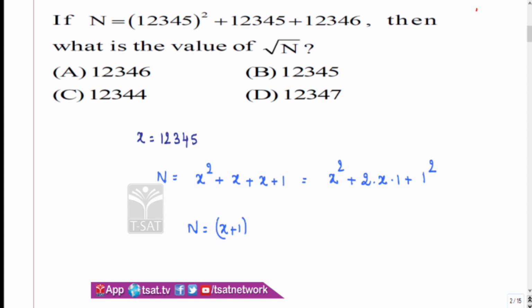Now what is the question asking you? It is asking you the root of n. You get x plus 1 here. Now what is x? 1,2,3,4,5 is x. Then what is 1,2,3,4,5 plus 1? It's 1,2,3,4,6. So if you know the formula a plus b whole square and how to apply it, then by looking at it you can say it is actually in the form of x plus 1 whole square. Therefore your answer is x plus 1, where your x is 1,2,3,4,5.